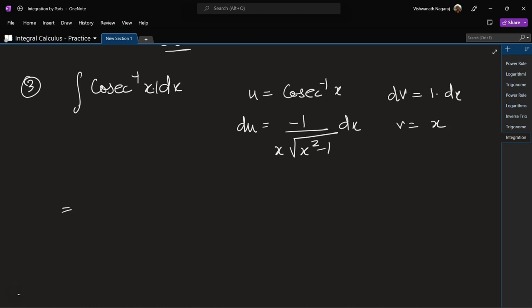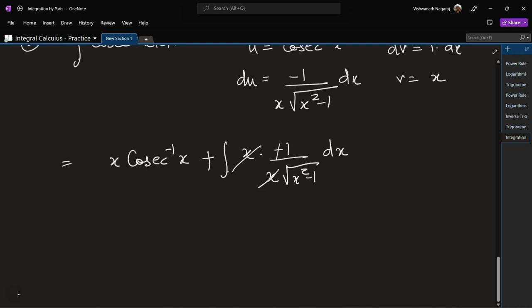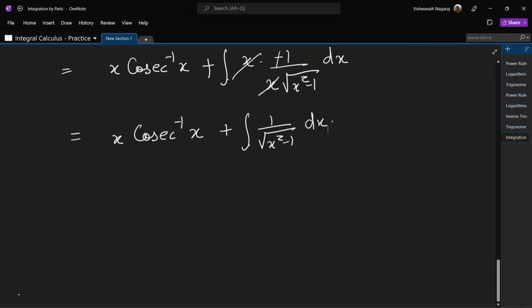So let's do the evaluation. uv, so x cosec inverse of x minus integral of v du. So integral of v is x and du is minus 1 by x square root of x square minus 1 dx. x and x cancel, and the minus, if we bring it out, becomes plus. So we have x cosec inverse of x plus integral of 1 by square root of x square minus 1 dx. And if we integrate this, what do we get?